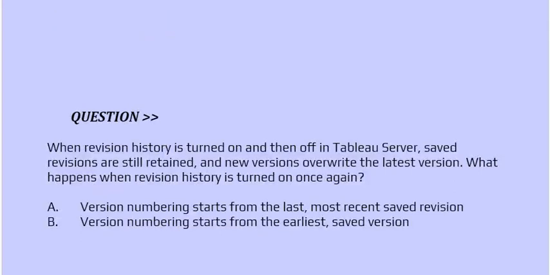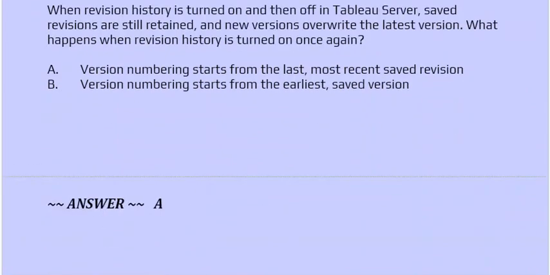Next question is, when revision history is turned on and then off in Tableau Server, saved revisions are still retained and new versions overwrite the latest version. What happens when revision history is turned on once again? Option A. Version numbering starts from the last, most recent saved revision. Option B. Version numbering starts from the earliest saved version. Correct answer is option A.